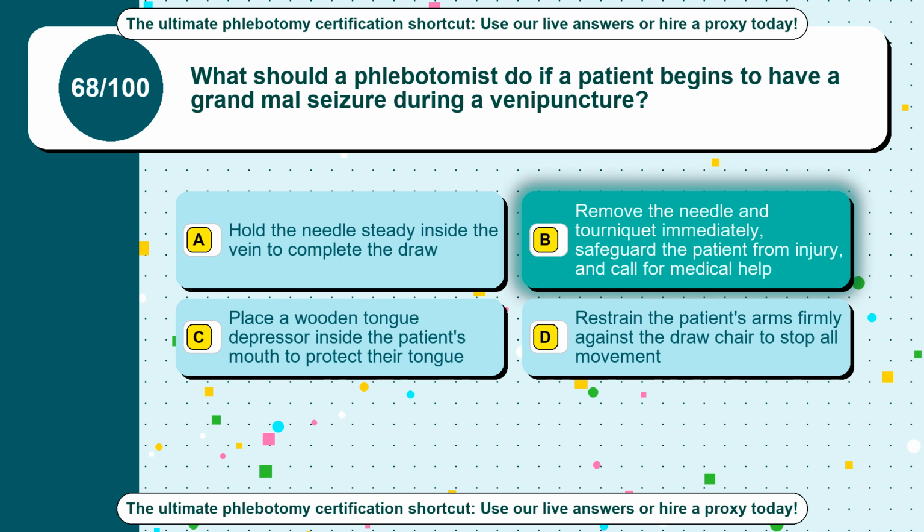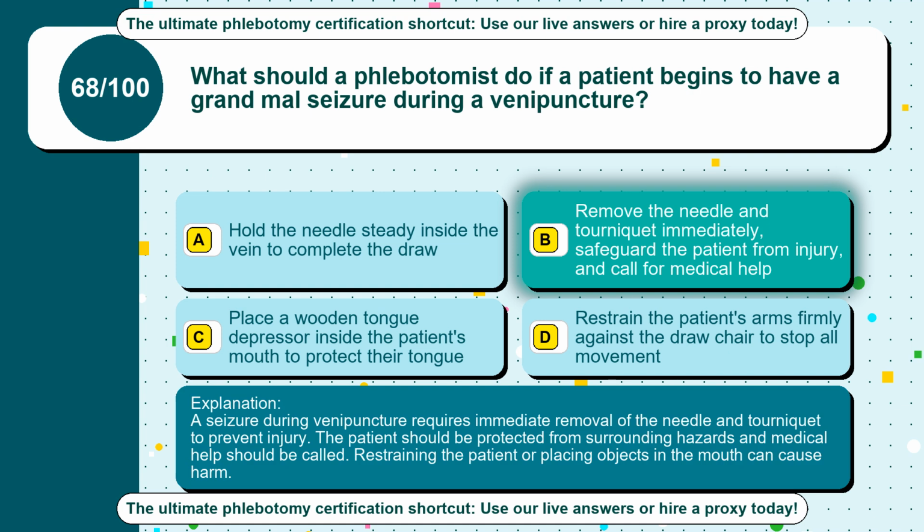The correct answer is option B. Remove the needle and tourniquet immediately, safeguard the patient from injury, and call for medical help. A seizure during venipuncture requires immediate removal of the needle and tourniquet to prevent injury. The patient should be protected from surrounding hazards and medical help should be called. Restraining the patient or placing objects in the mouth can cause harm.